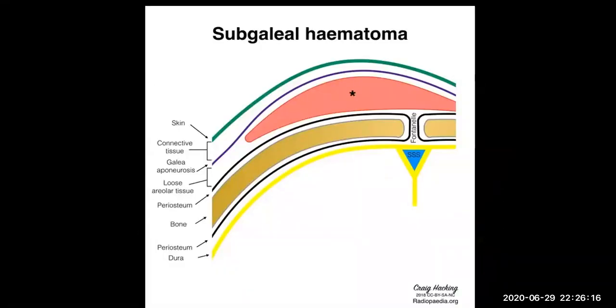Here you have the skin, and you have the connective tissue, and this is the Bilbin line. This is the galeal aponeurosis, and the black line is the periosteum. In the subgaleal hematoma, the hematoma is between the Bilbin line and the black line. So it is above the periosteum, and it is across the midline, as we see in this case.